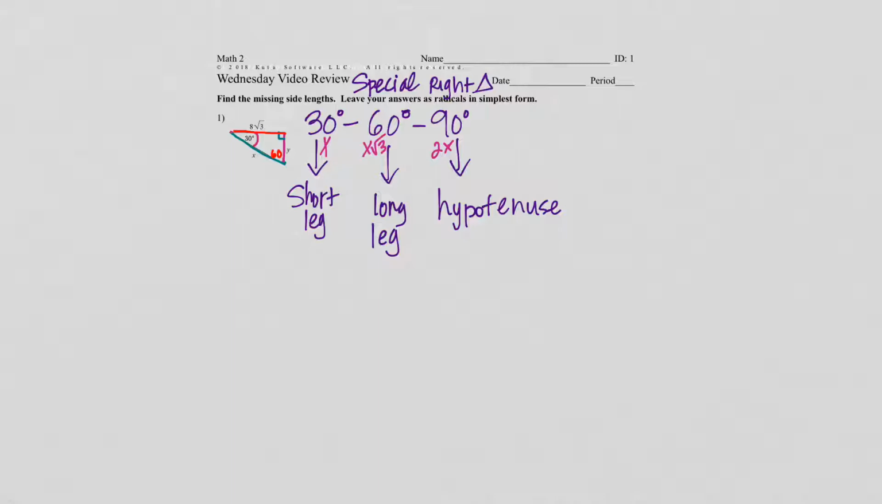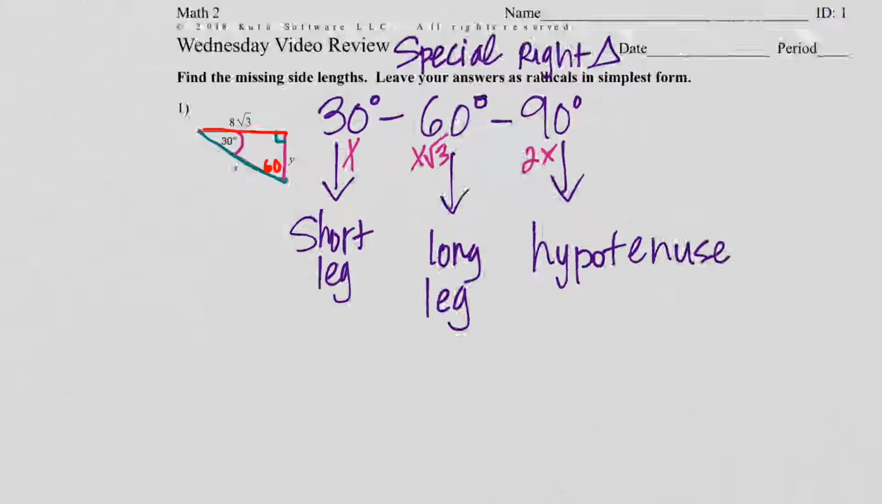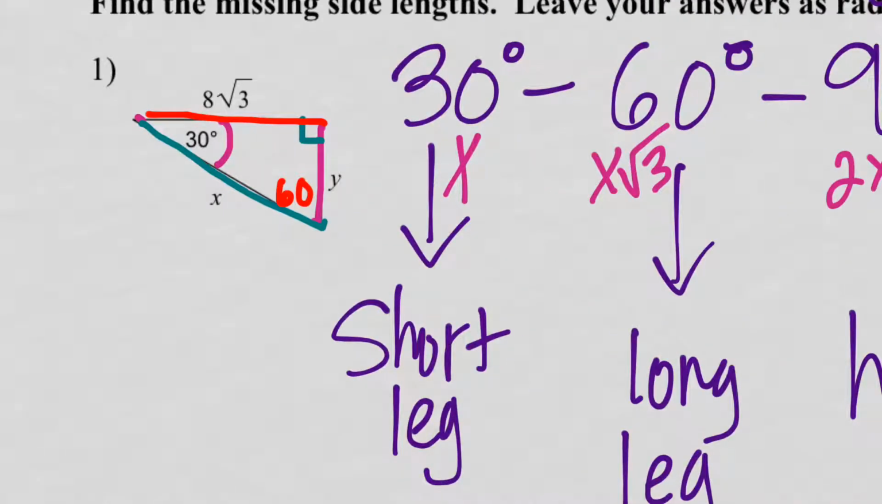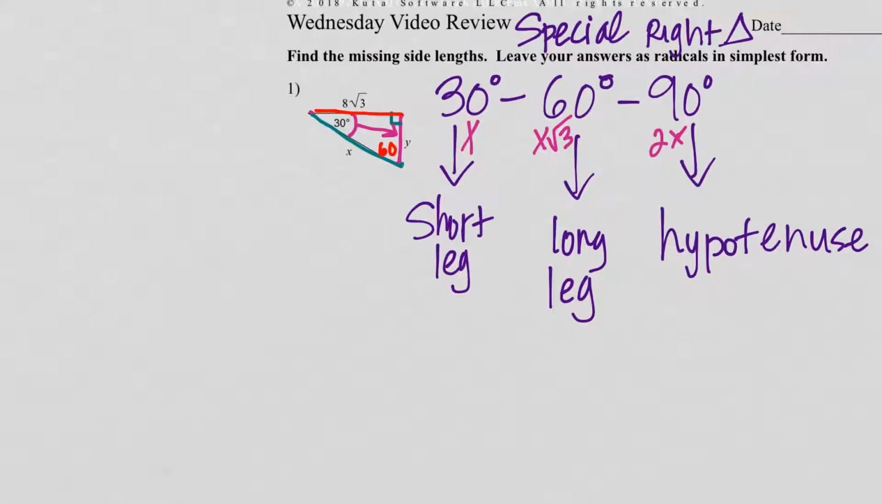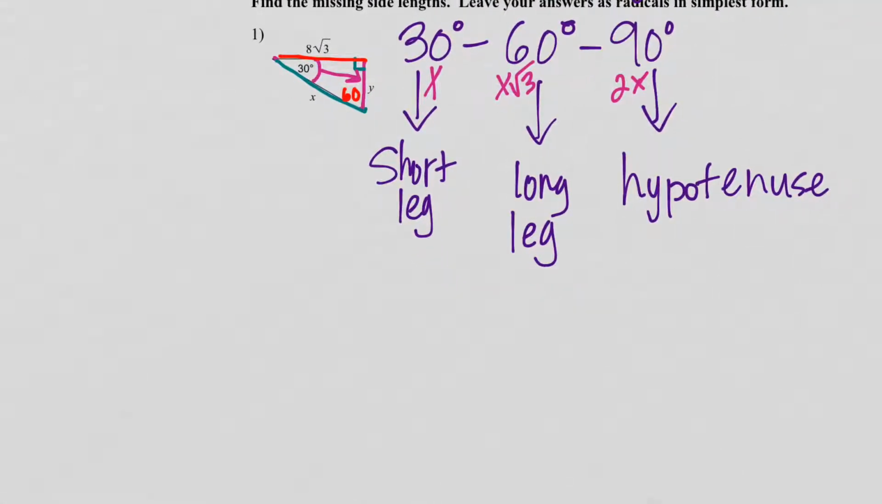Today's special right triangle is a 30, 60, 90 degree triangle. I wrote in the 60 degree angle, so we're going to find the lengths of each angle's opposite side. If you look at the 30 degree angle, the side opposite of it is the y value. So underneath the 30 degree angle, I'm going to write y because that's what it equals.